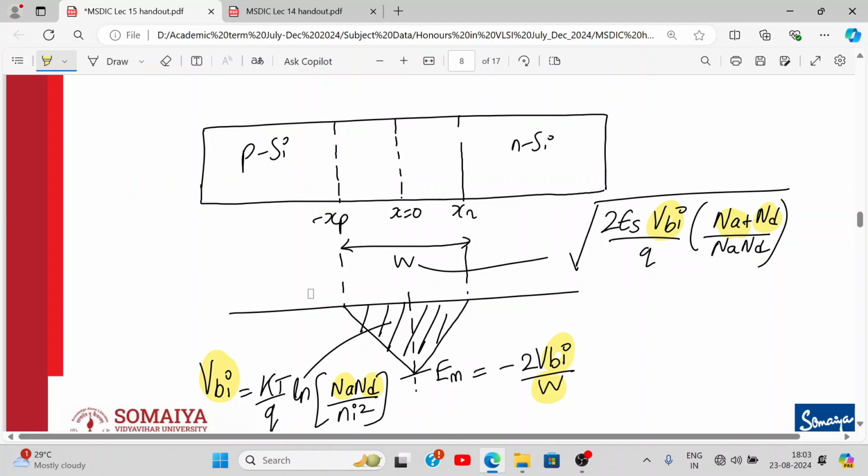All right. So if we integrate the equation for W with limits Xp and Xn, we get VBI. VBI we have written as potential. So we can integrate it with Xp and Xn as limits. Okay. So numericals we will solve next time. I want to show you all something. Wait.